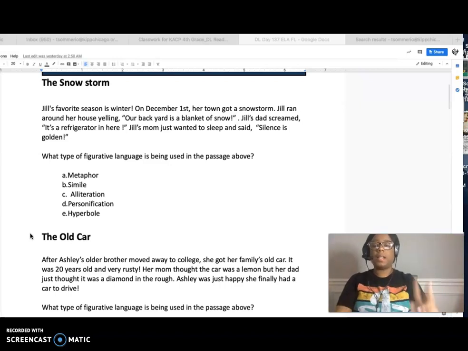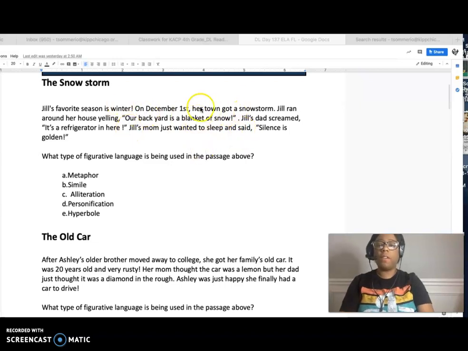Today's PDN has two passages and two questions that we need to answer. The first one is the snowstorm. Jill's favorite season is winter. On December 1st, her town got a snowstorm. Jill ran around her house yelling, "Our backyard is a blanket of snow." Jill's dad screamed, "It's a refrigerator in here." Jill's mom just wanted to sleep and said, "Silence is golden."